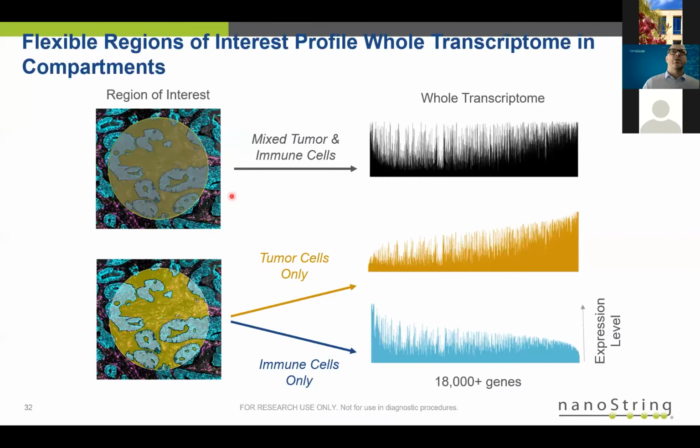And if you wanted to illuminate everything in that ROI, you can, and you can get whole transcriptome for mixed tumor and immune cells, or for that type of segmentation. You can just do the tumor cells and look at their transcriptome, or you can just do the immune cells and just look at their transcriptome and compare these against each other.